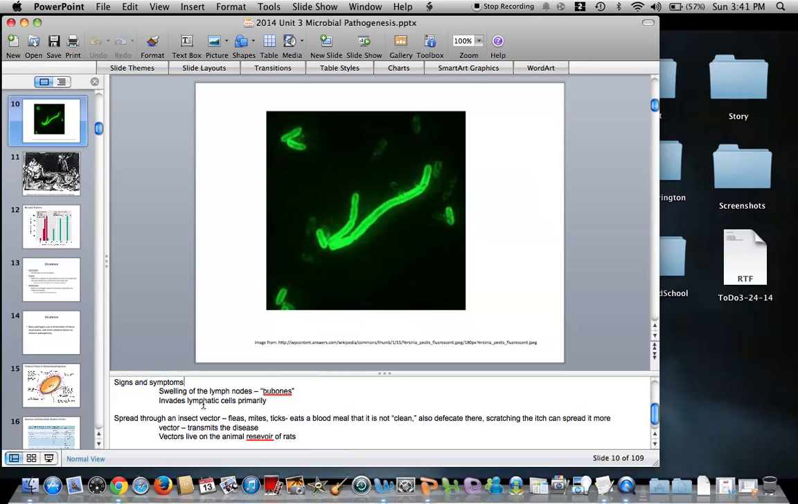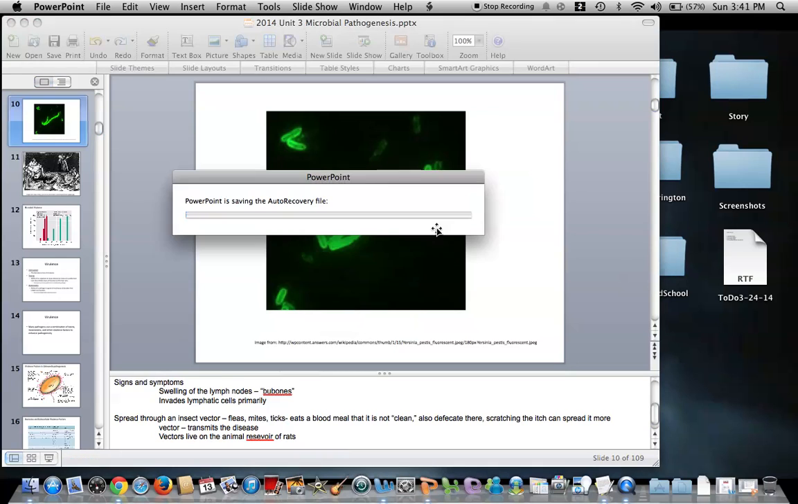Spread through an insect vector. These mites, ticks, eat a blood meal that's not clean, and then defecate there, and then scratching the itch spreads it more. A vector is something that transmits a disease, and vectors live on the animal reservoir of rats. So rats can act as an animal reservoir for Yersinia pestis.